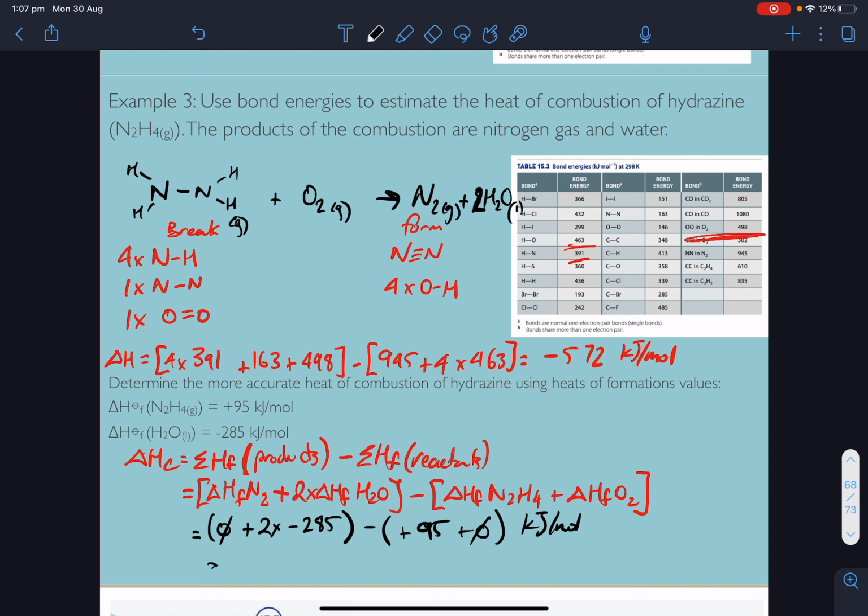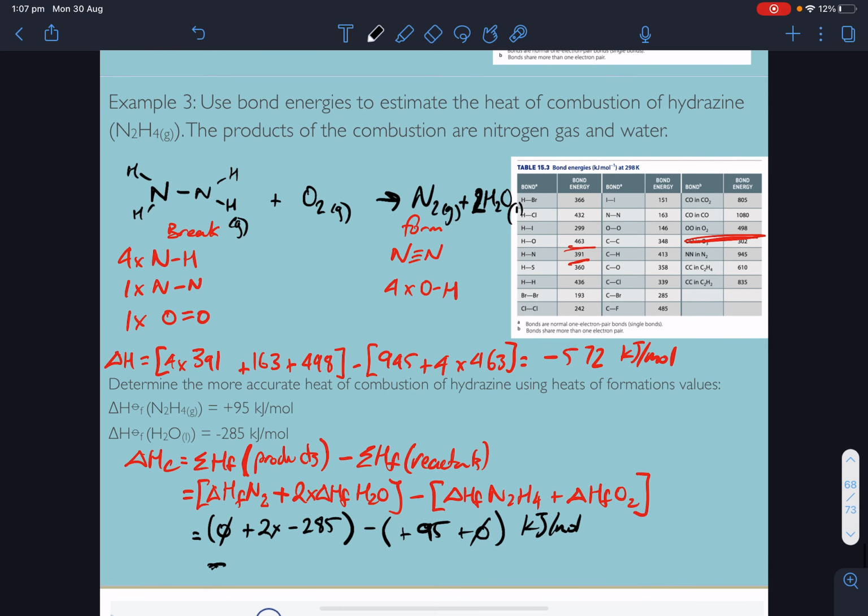So what do we got? 2 times negative 285 minus 95. So it equals negative 665 kilojoules per mole. So this, using the heat of formation, was the more accurate value. Our estimate came out at 572, so we're more than 10% out there using bond energies.